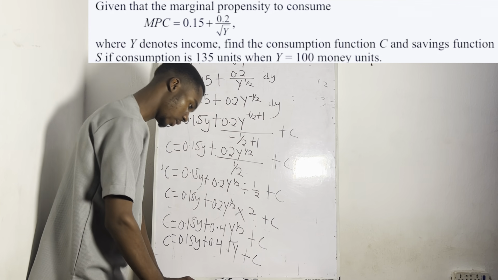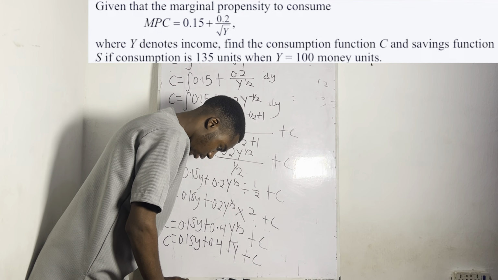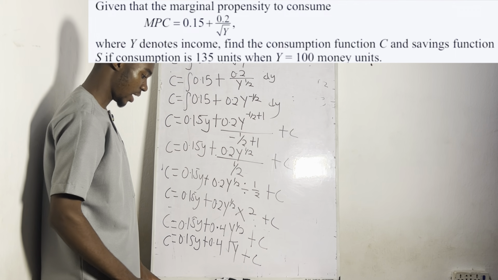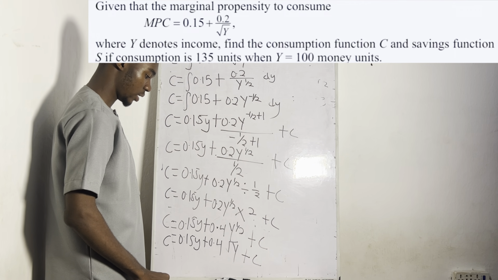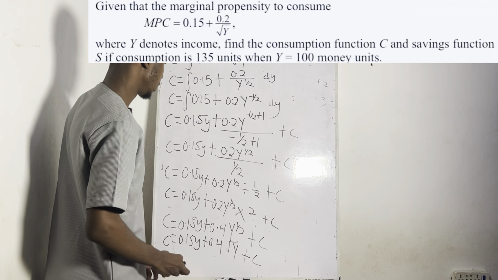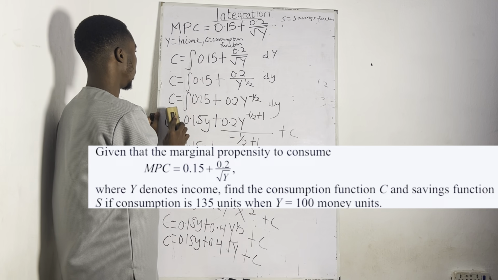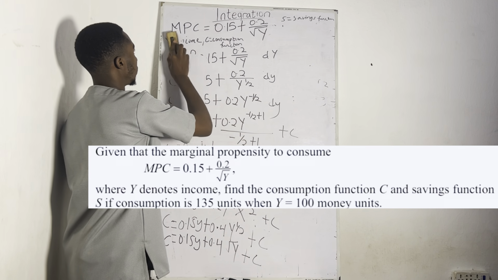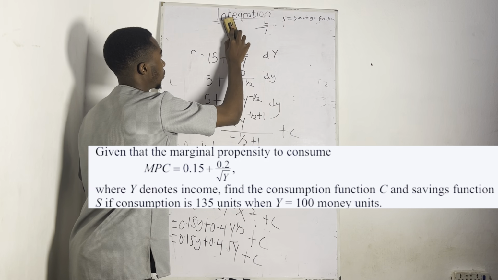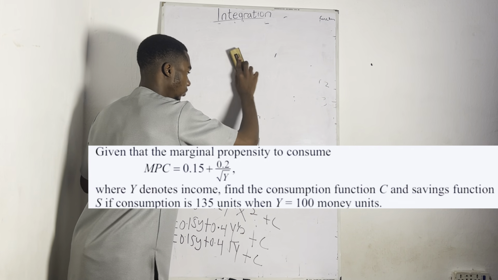So what did the question say we should find? It said, where y denoting, you can find the consumption function c and savings function s if consumption is 135 units when y is equal to 100 units. All right, so this is what you are getting. So I'm just going to clean everything and write the same thing at the top. You get it? So let me clean this part. Then I can continue from there.